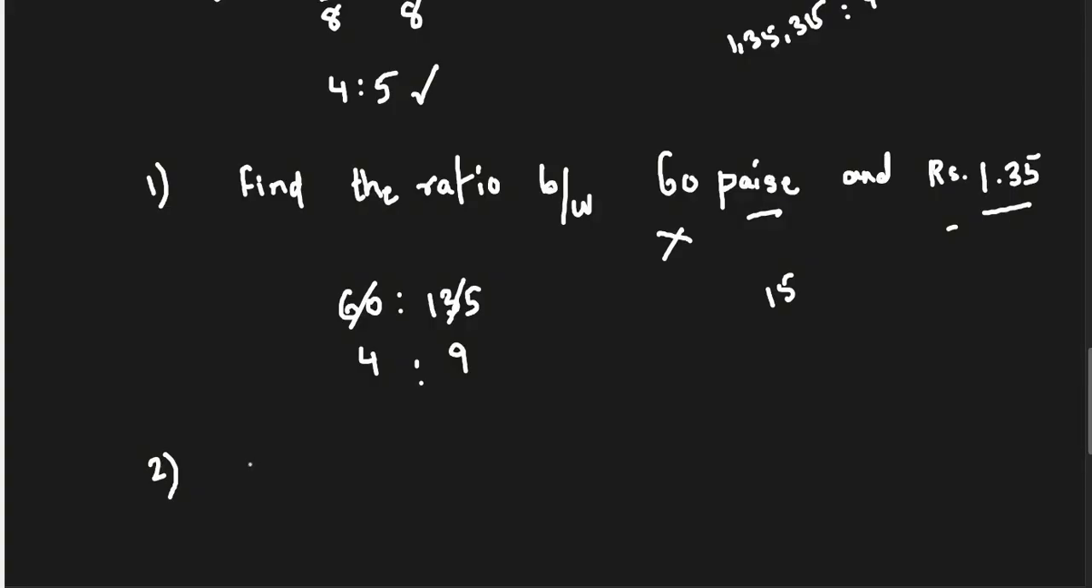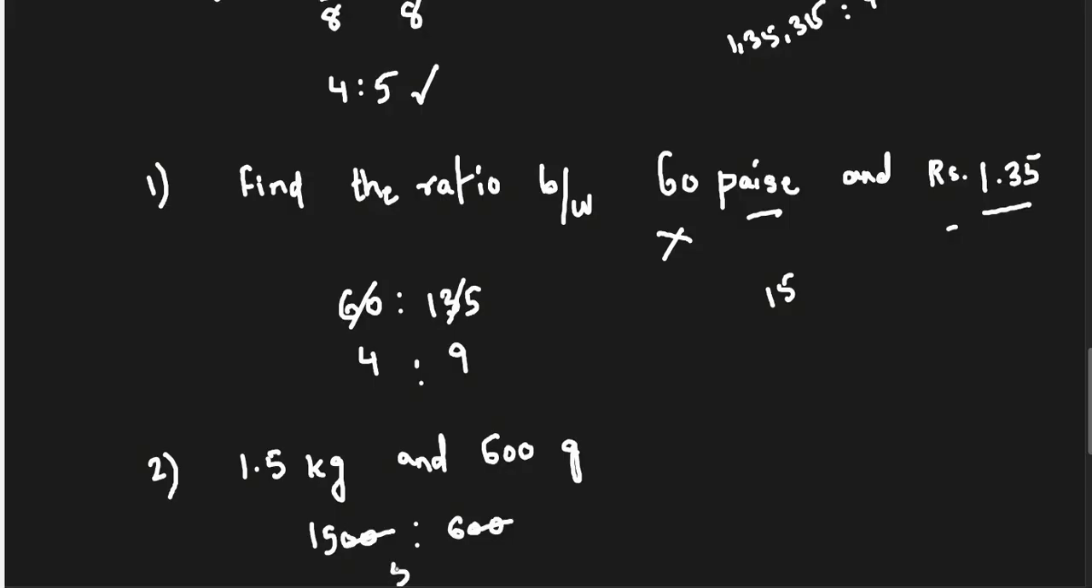Now, second problem: find the ratio between 1.5 kg and 600 grams. Whatever is first, we have to write first. You can't take 600 grams first and then 1.5 kg. So first convert 1.5 kg into grams. So you will get 1500 grams is to 600. Directly you can cancel two zeros, 15 is to 6. 15 and 6 both come in the 3 table, 5 is to 2, right? 5 is to 2. This is the ratio.